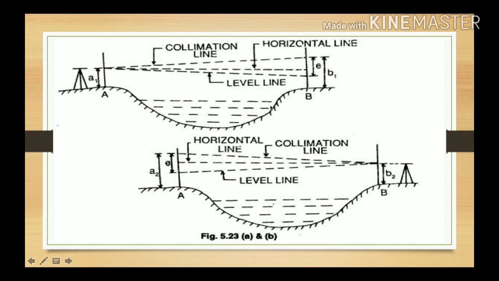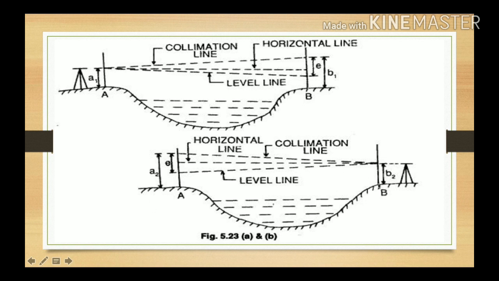In the second step, the level is shifted to a point close to B. As shown in the figure, it's over here. On the line AB produced, it is set up and leveled. Readings are taken on the staff held at A and B. The reading on B may have to be taken through the objective glass as the distance to the staff is very small. Let A2 and B2 be the readings on the staff held at A and B.